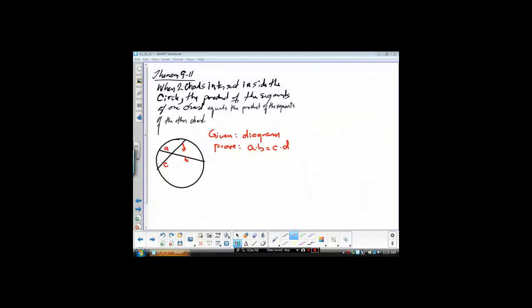Now, what we want to prove here looks like we need similar triangles, a proportion, and then this is a means extremes property for a proportion. So what we need is similar triangles, which means I'm going to need to draw some auxiliary lines.